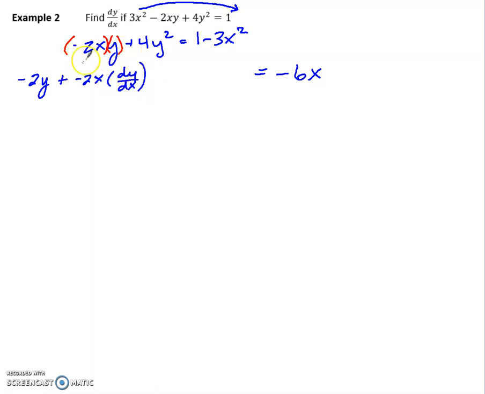Okay, that's all of that first part. Plus, now I've got this guy. This guy would be bring the power down, 8y, but because I'm taking the derivative with respect to y, I'm attaching that slope, dy dx. Now, same thing as before.